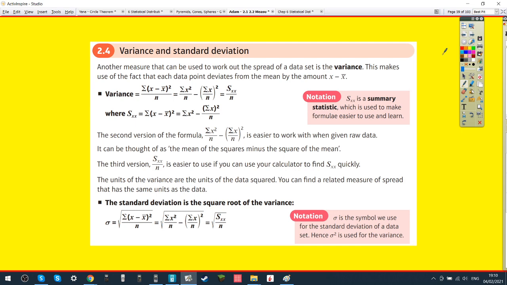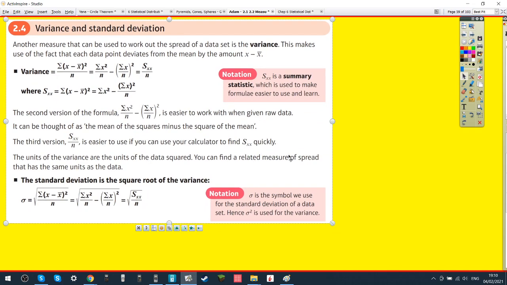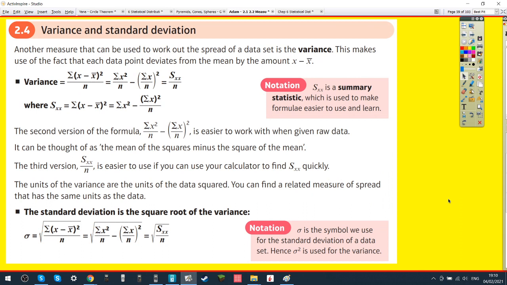Variance and standard deviation usually match up with the mean. It's just another measure of spread, like measures how spread out the data is. This one uses all of the data, so it includes all parts of the data, including outliers, that type of thing.